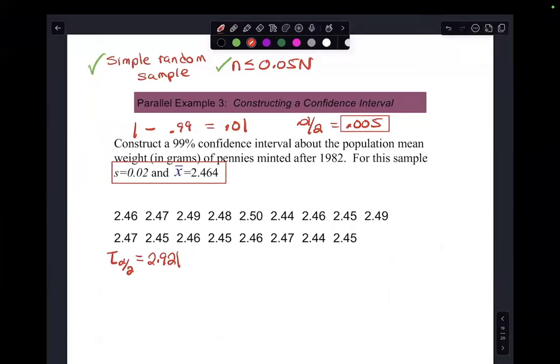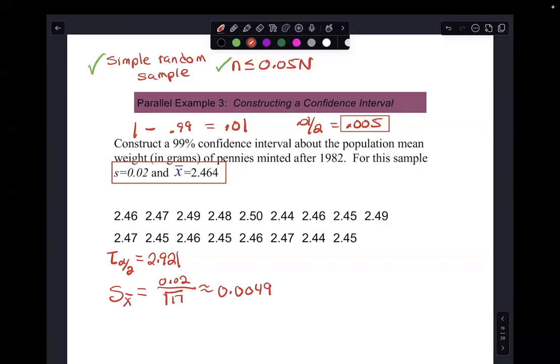Now I need my standard deviation. So I'm going to do S sub x bar because this is a sample. So it's S, and that is 0.02 divided by square root of 17. Use my little calculator. Approximately, this is small, 0.0049. That is teeny tiny.